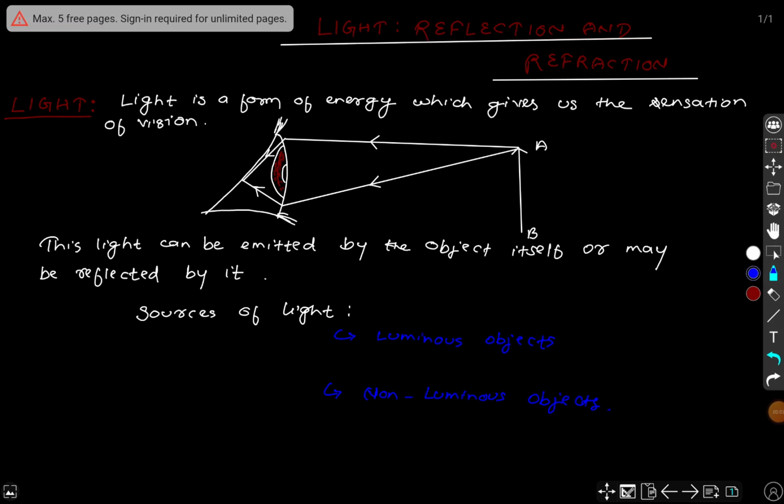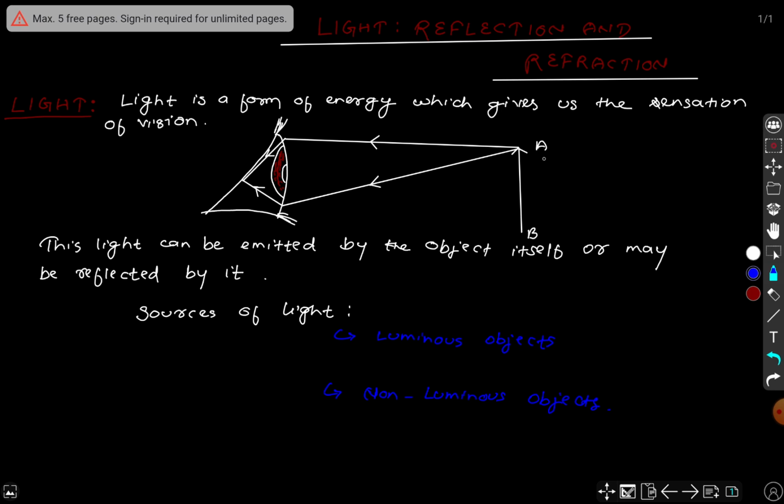So good morning students. Today we are going to study a very important chapter of class 10th physics, that is light, reflection and refraction. So starting from the very definition of light, what is light? Light is a form of energy which gives us the sensation of vision. That means light is that form of energy which enables us to see the objects around us.